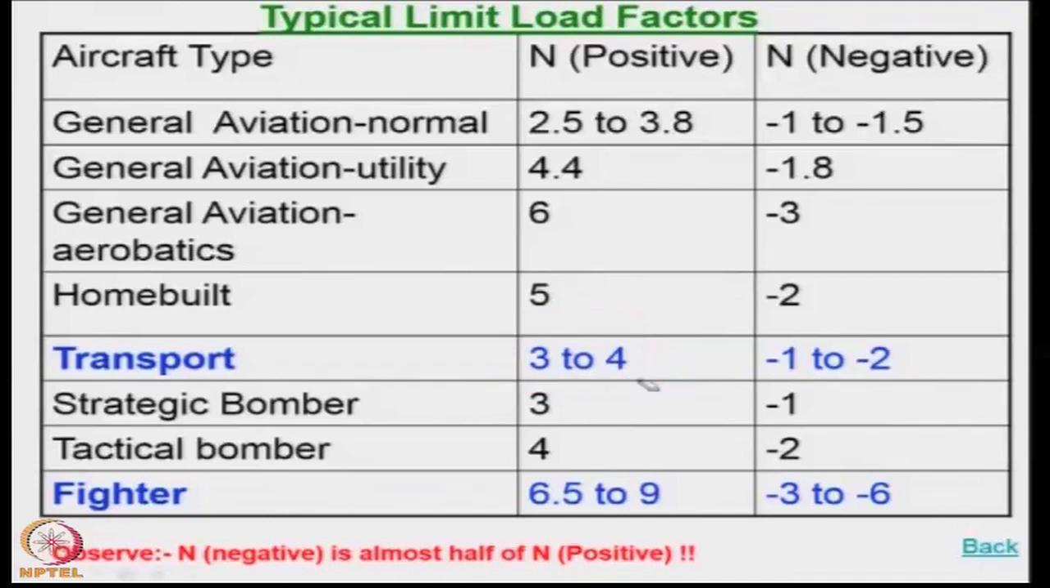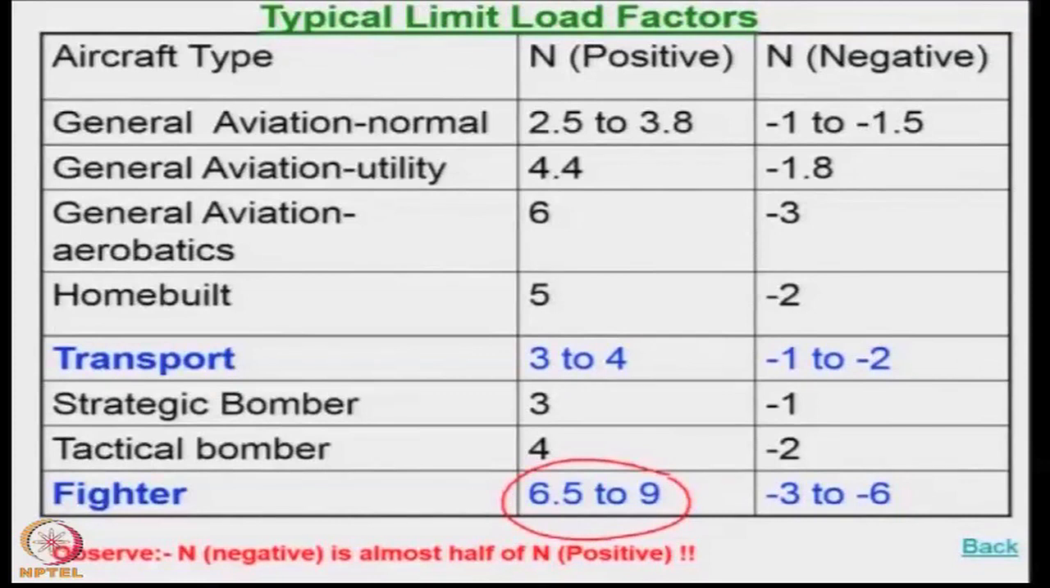For transport aircraft, where we have passengers, it is generally kept between 3 and 4. For bombers, because bombers are not expected to do very heavy maneuvers, it is 3, but a tactical bomber may need to do some maneuvers, therefore, it is 4. But for a fighter aircraft, depending on the level of the fighter and the kind of maneuvers it is expected to do, the maximum load factor varies from 6.5 to even up to 9. Beyond 9, it is not specified, because it would lead to a severe problem with the pilot on board. Notice the upper limits on the negative load factors are also provided, and these limits generally are approximately half of the limit on the positive load factors.